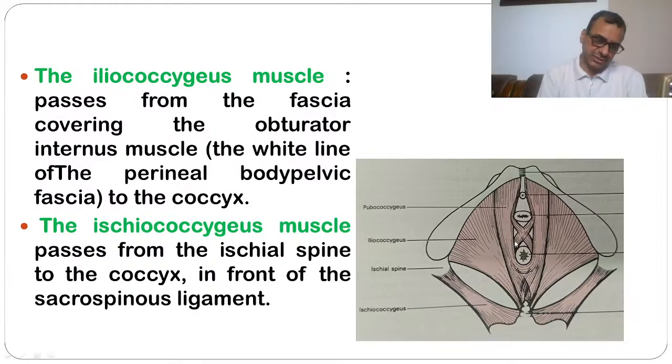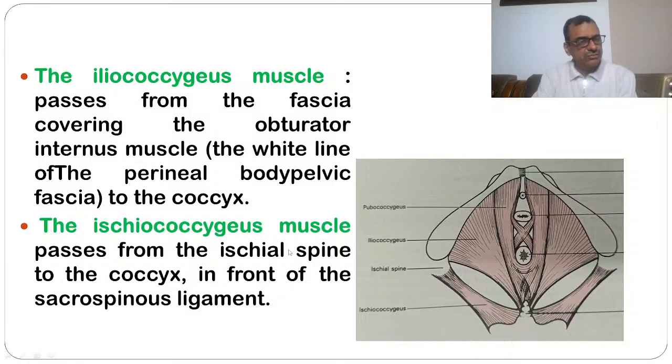The iliococcygeus muscle passes from the fascia covering the obturator internus. So what is iliococcygeus? This muscle passes from the ischial spine to the coccyx. Okay, it is broad here and then attaches to the coccyx.